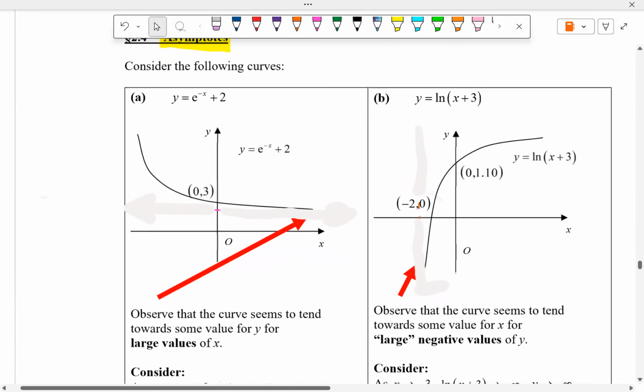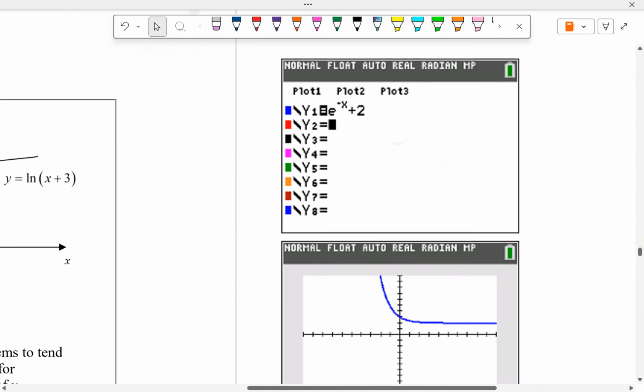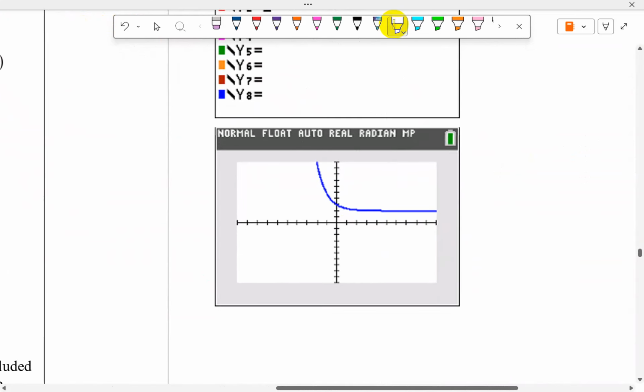The first one, let's take a look at the graph in A. This is an exponential graph, y equals e to the power of negative x plus 2. If you use your GC to sketch, if you key in the equation in the GC, it will give you the shape of the graph. And you should notice that as x becomes greater and greater towards the right, can you see that the y value is approaching a certain number? The graph is going flatter and flatter and flatter. So this line that the graph is approaching is what we call the horizontal asymptote.